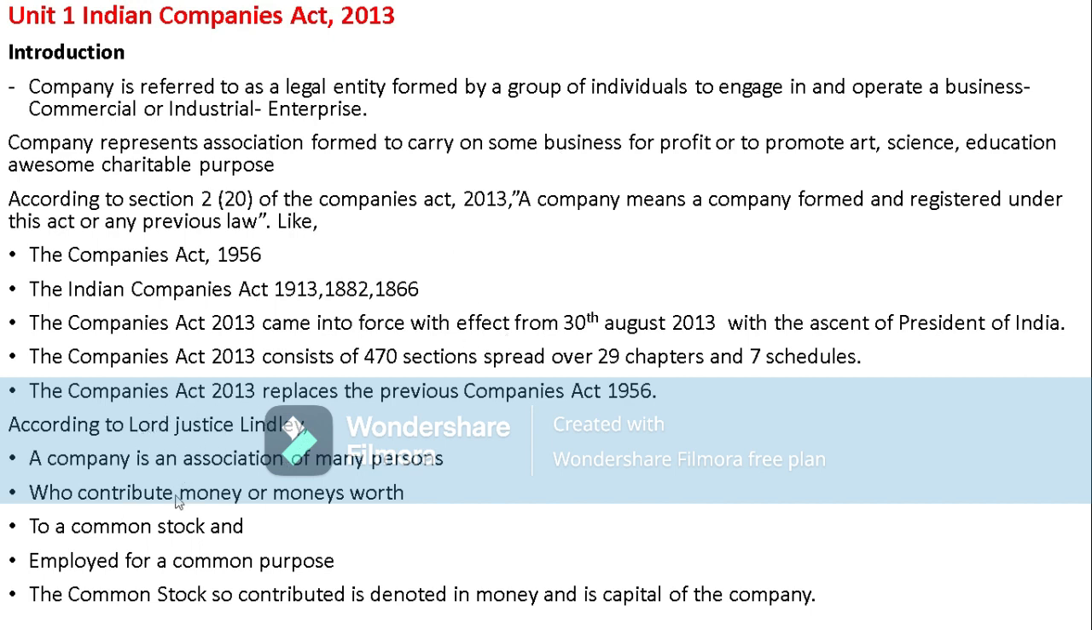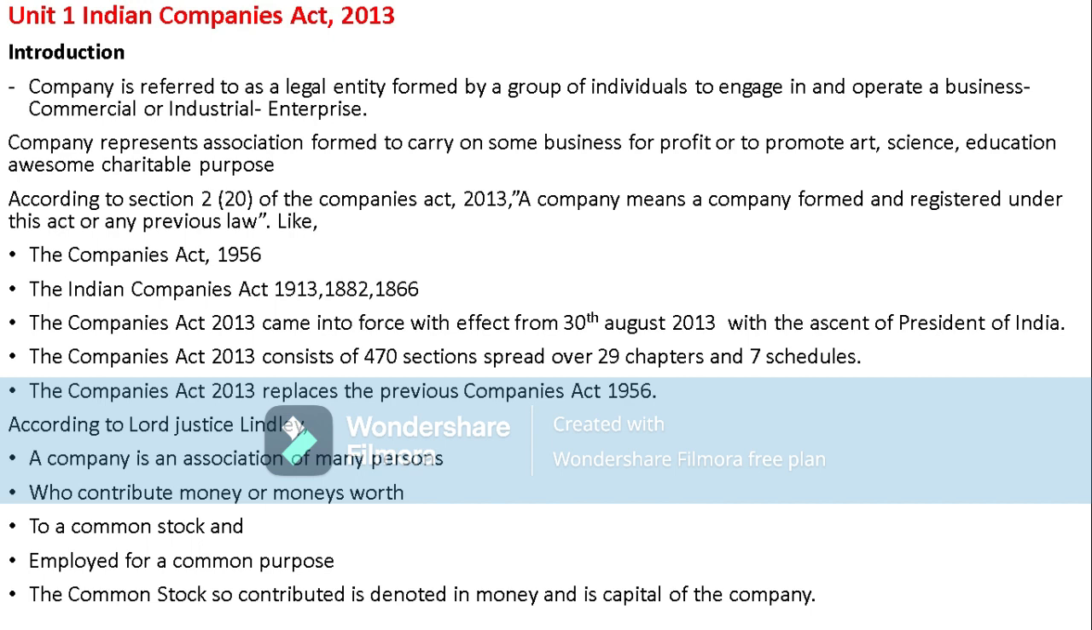He gave a definition for a company: a company is an association of many persons who contribute money or money's worth to a common stock and employ it for a common purpose. So according to Lord Justice Lindley, it is an association of persons, a group of persons, who contribute their money or equal to money, any worth of money, to a common stock. Common stock is nothing but something in which some people are already investing, so in that stock we also contribute. And it is employed for a common purpose, which is nothing but to do a business and get profits.